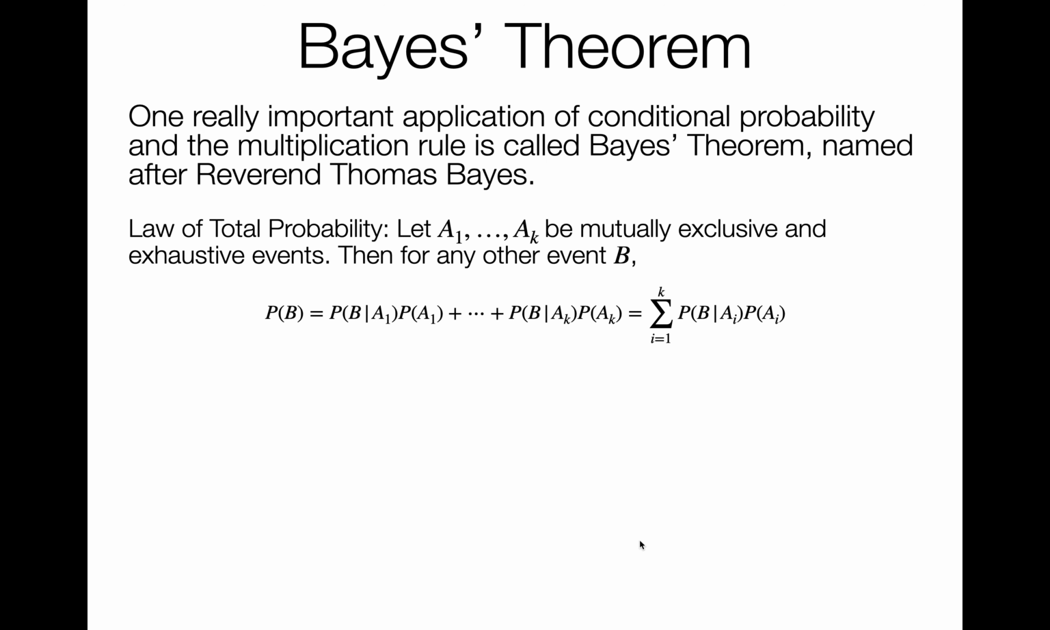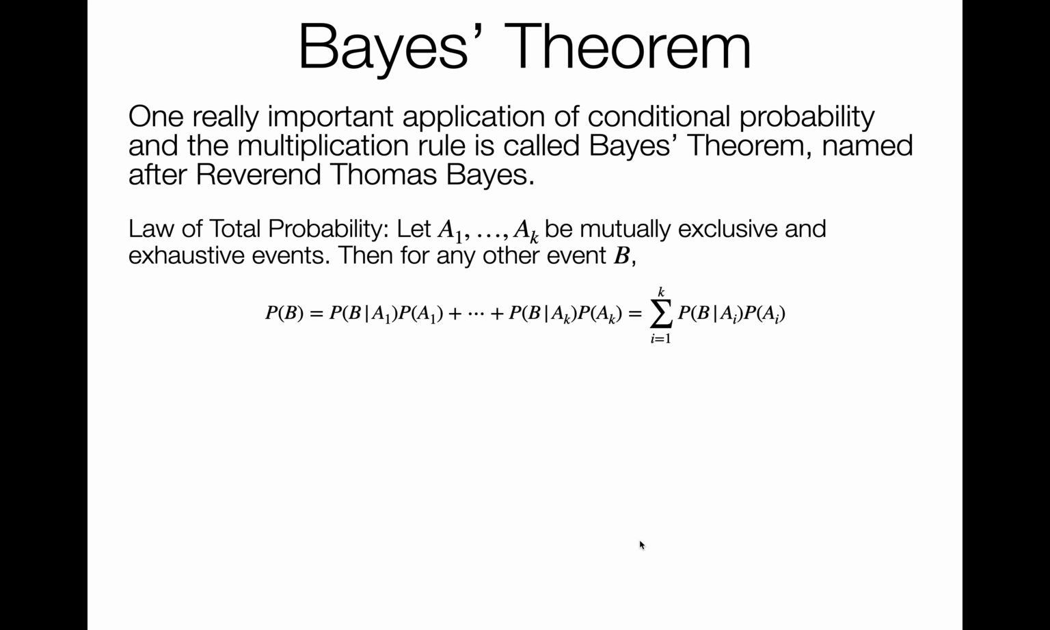Before we talk about Bayes' theorem in total, we need to talk about another law or rule that is used in Bayes' theorem, and that's important. It's called the law of total probability. The law of total probability says this: if you let A1 through AK be K events that are mutually exclusive and exhaustive, then for any other event B, the probability that B happens is equal to this sum.